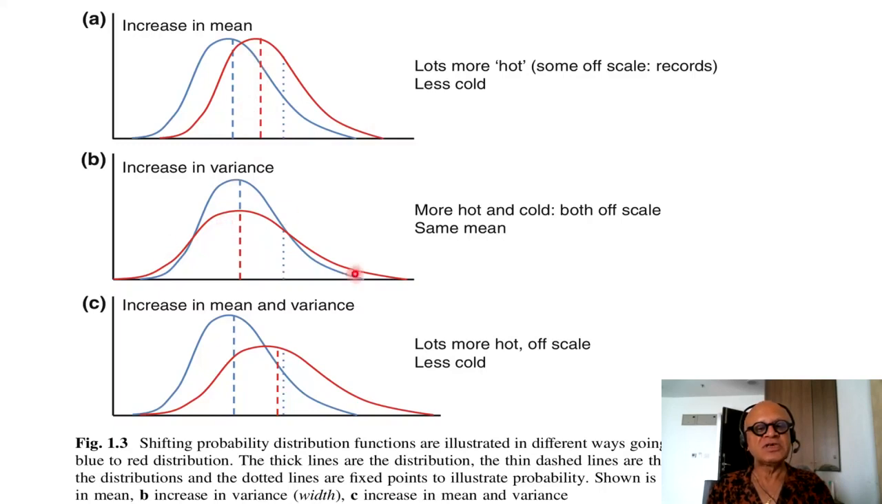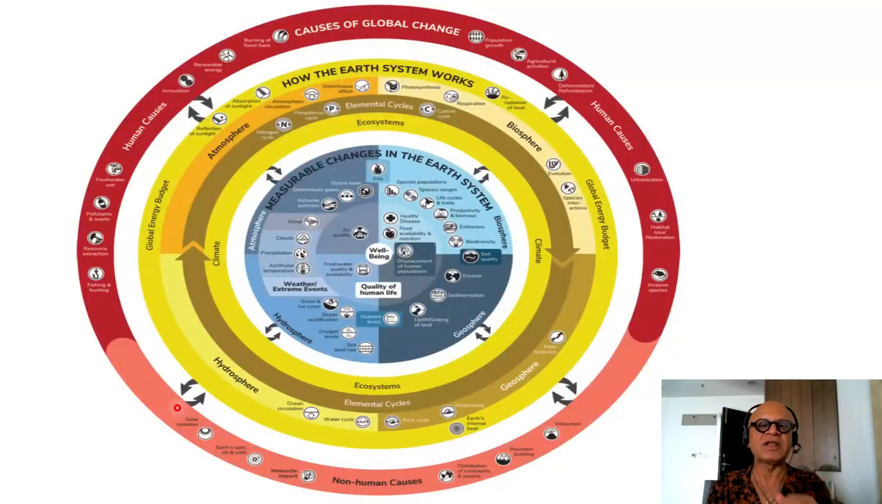Whereas you can keep the mean the same but increase the variance, the variability around the mean, in which case you will probably end up getting more hot and cold off-scale temperatures. Even though the mean is the same, you're creating tails which are both more hot and more cold. You can of course increase both mean and variance and end up with a lot more hot off-scale and fewer cold temperatures.